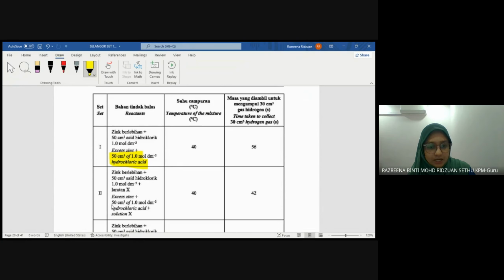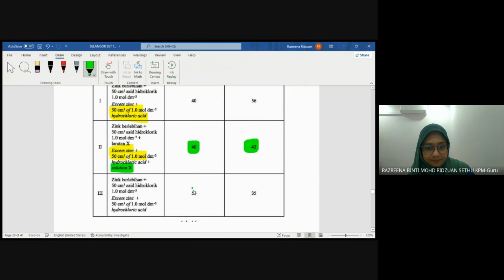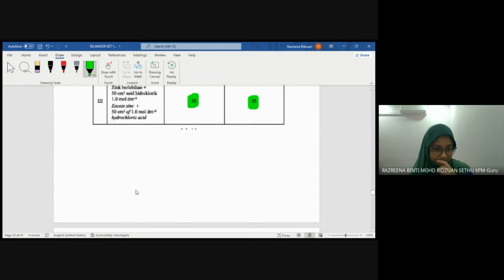Next is set 2, excess zinc, 50 of 1.0, and you have some solution X. There's something special here. I'm going to highlight it with the green. You see solution X. This one, no solution X. And you see the rate of reaction is higher, because the time taken is shorter. Then number 3, you see the difference is here. The temperature is higher, making the rate of reaction higher.